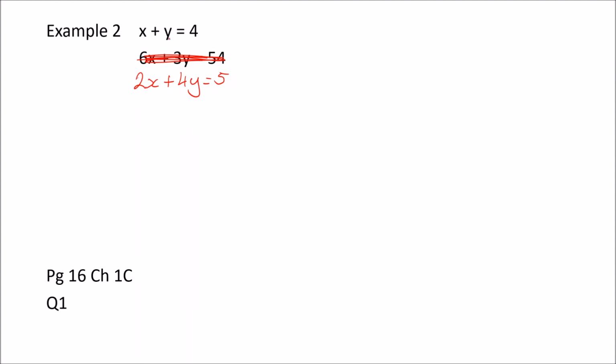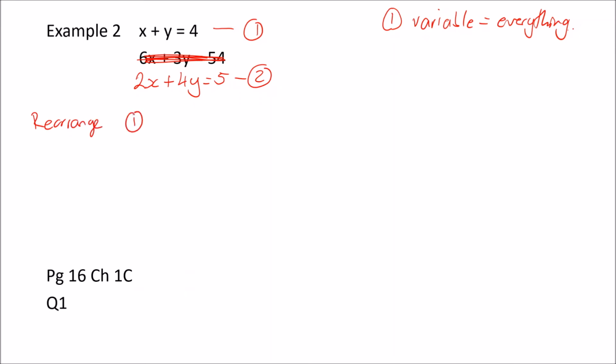So for the substitution method, remember our first step, we need to have a variable equals everything else. And we don't have that here yet. So what we're going to do is rearrange one of our equations. I'm going to rearrange equation 1. So that's going to become y equals 4 minus x. And that's now my equation 3. And I'm going to sub equation 3 into equation 2.